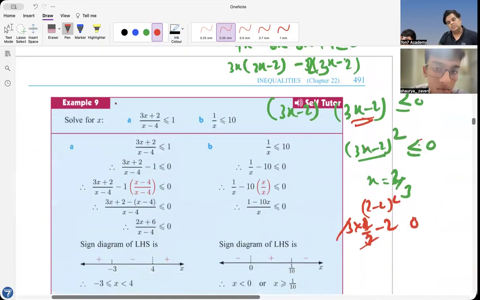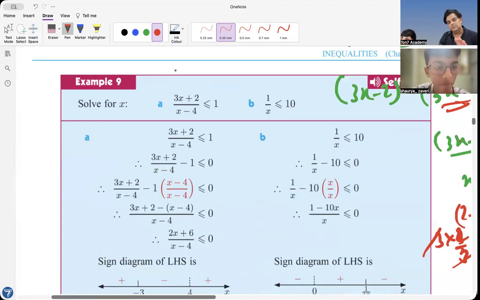Now for these kinds of questions, when you have rational functions, see what you have to do. Whenever you have rational functions, you always move everything to the left side. You don't keep both sides of the inequality. Then simplify and write into a single fraction. Single fraction means take the LCM. So you'll get this.